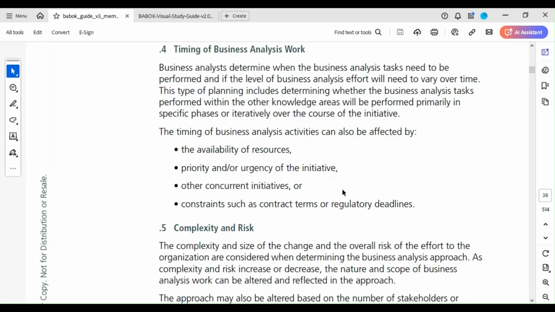When you come to your backlog or when you come to requirements, for your backlog, you look at, okay, what will bring us money or what will bring in flow, okay, as soon as possible. Or when it's agile, when it's waterfall, you prioritize it according to business needs. Other concurrent initiatives or constraints such as contract terms or regulatory deadlines. At times you'll be like, oh, these are dependent on regulatory guidelines. So let's push them down and let's finish other tasks first.